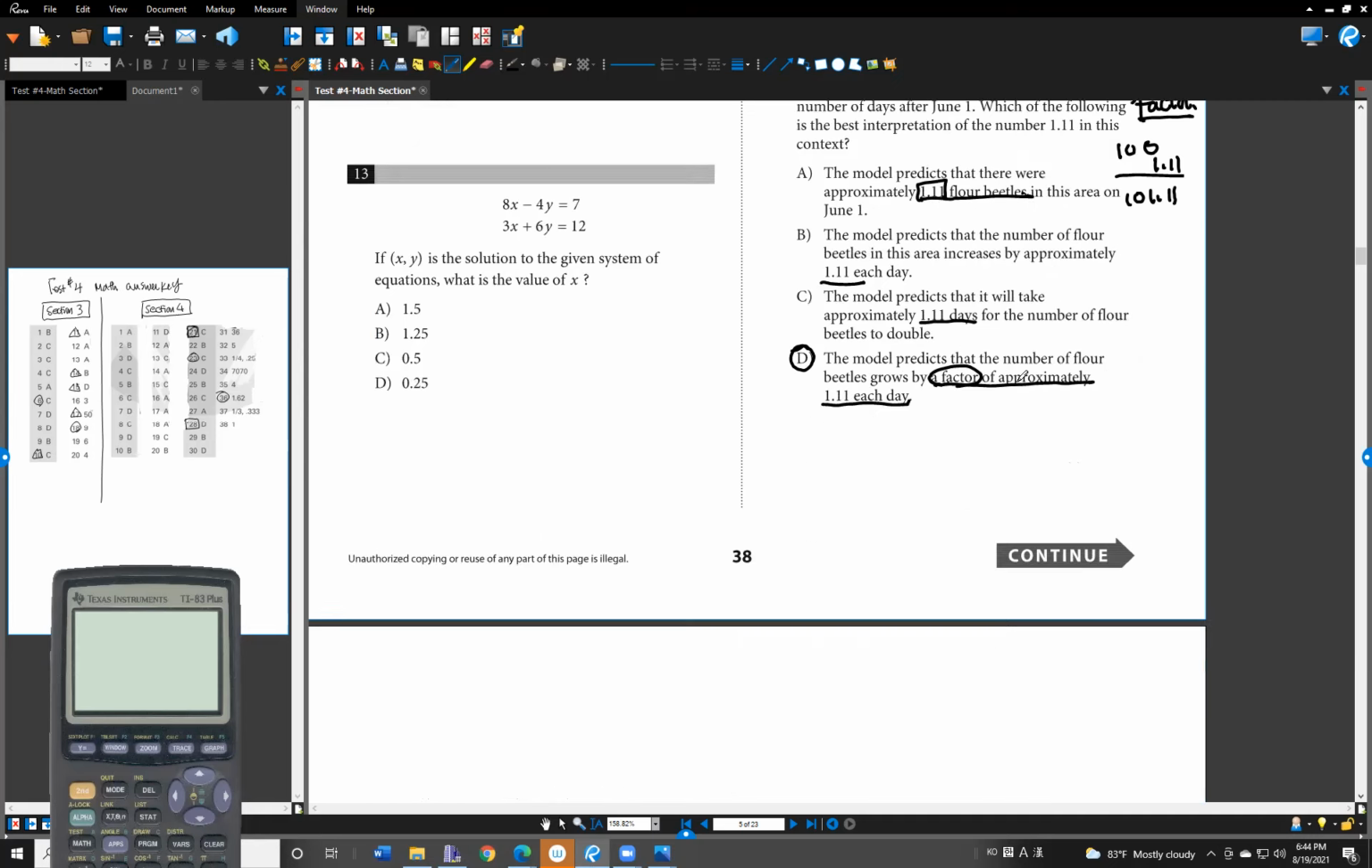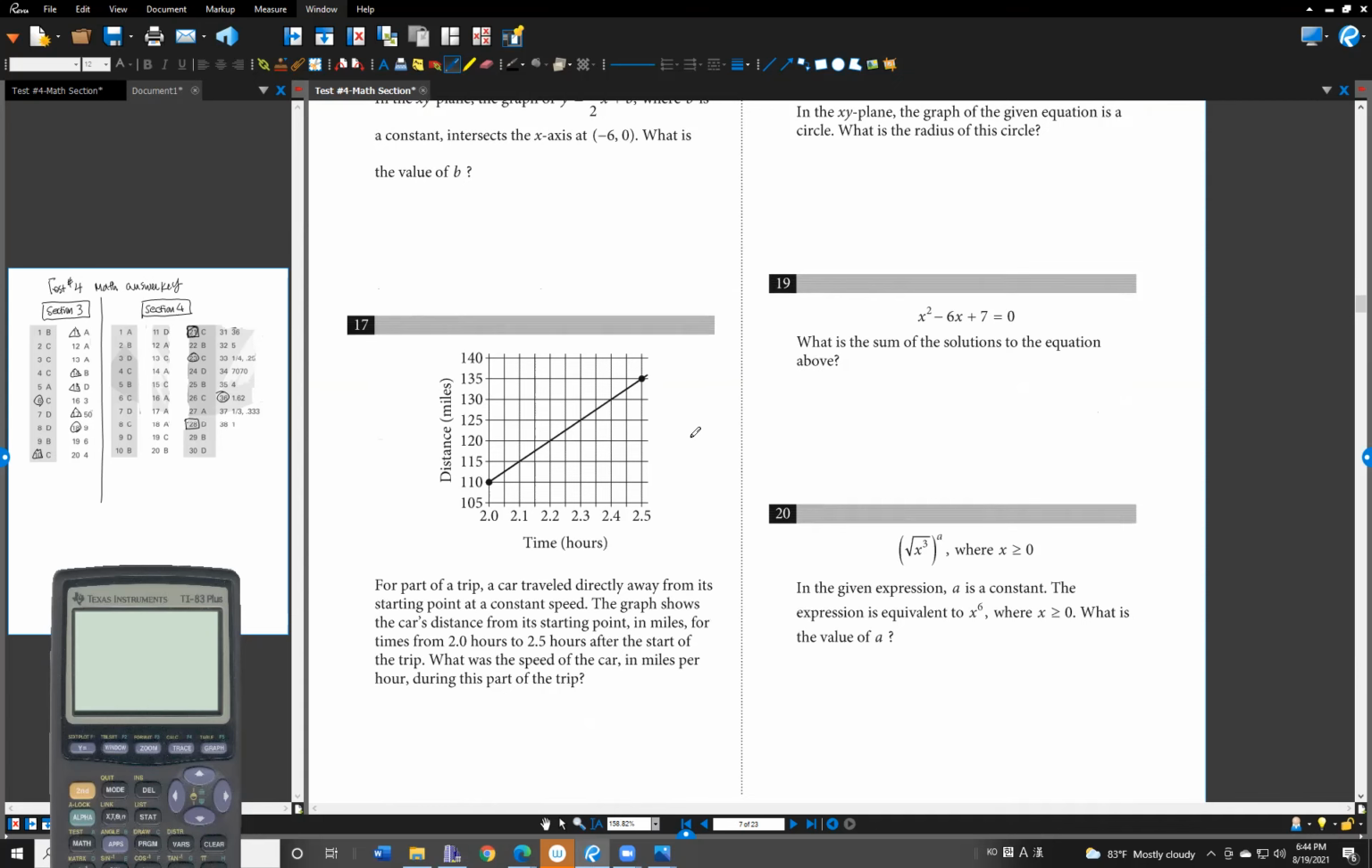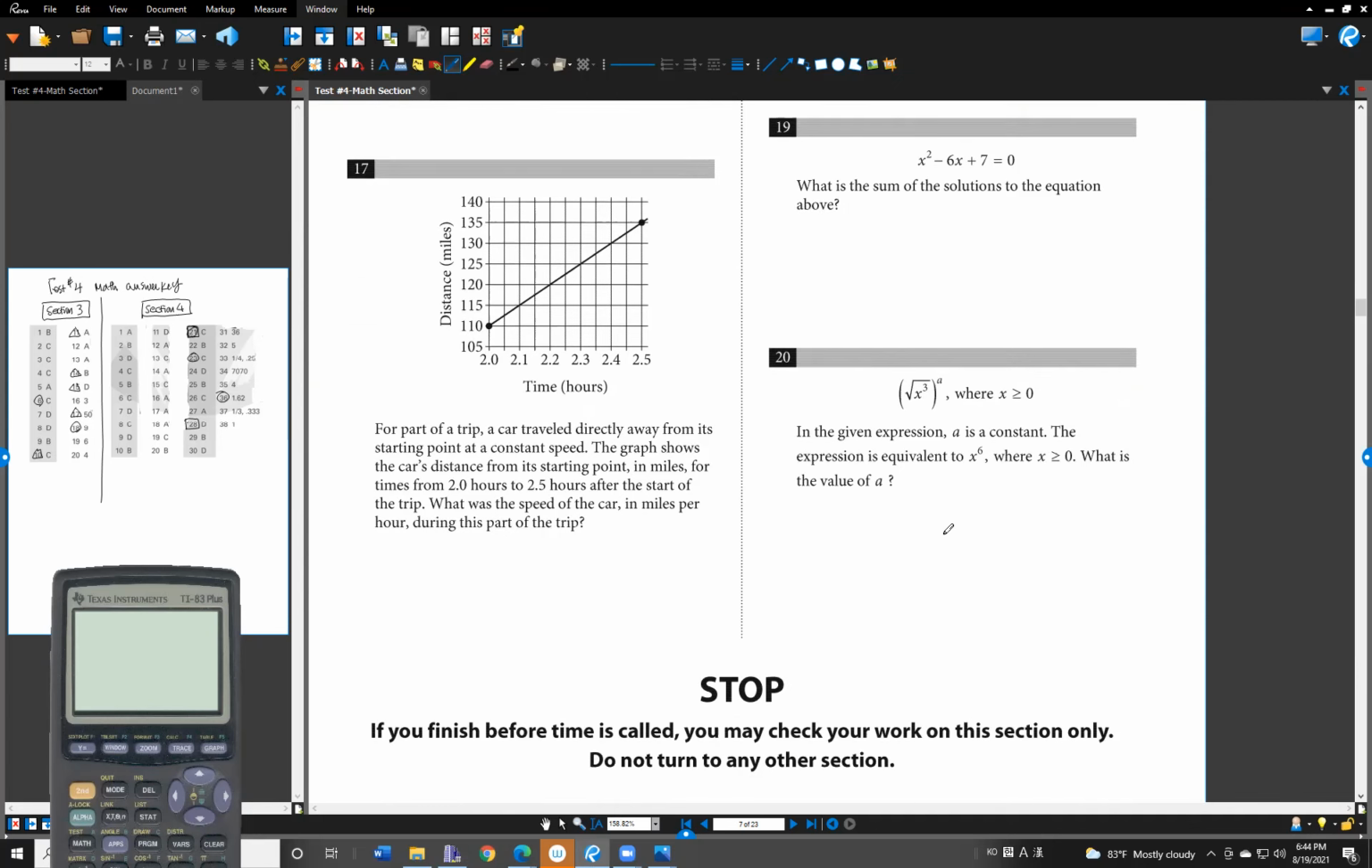Now move on to number 17. A car traveled directly away from its starting point. This is the starting point, where time is 0, starting around over here. The graph shows the car's distance from its starting point in miles at various times.